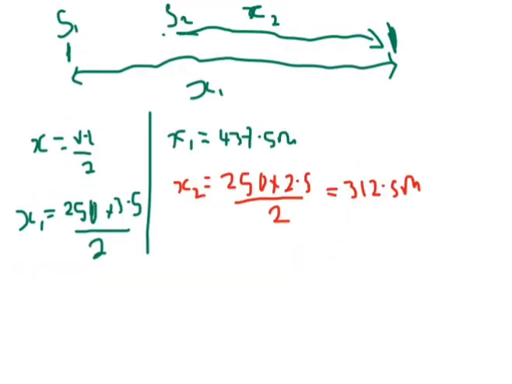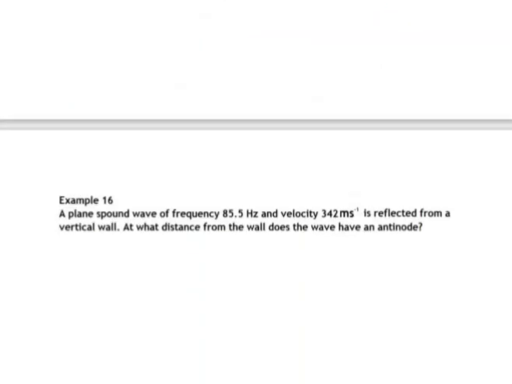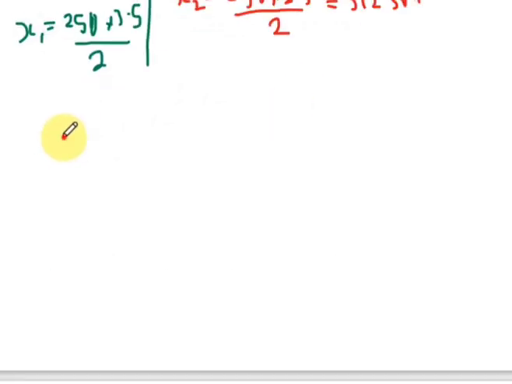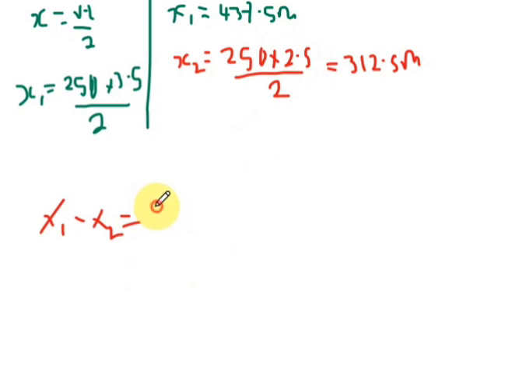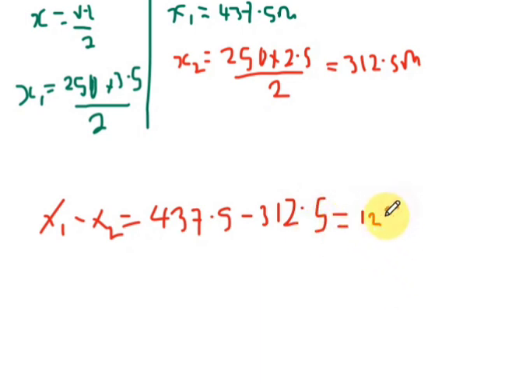Now, how much closer is it from the ship? It's going to be the difference between x1 and x2. So we have x1 minus x2 is going to be equal to x1, which is 437.5 meters, minus x2, which is 312.5 meters. So when you subtract this, it's going to give us 125 meters.